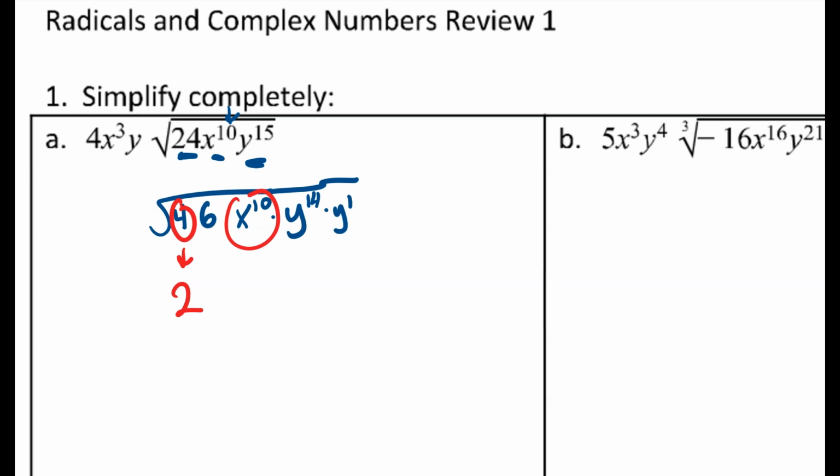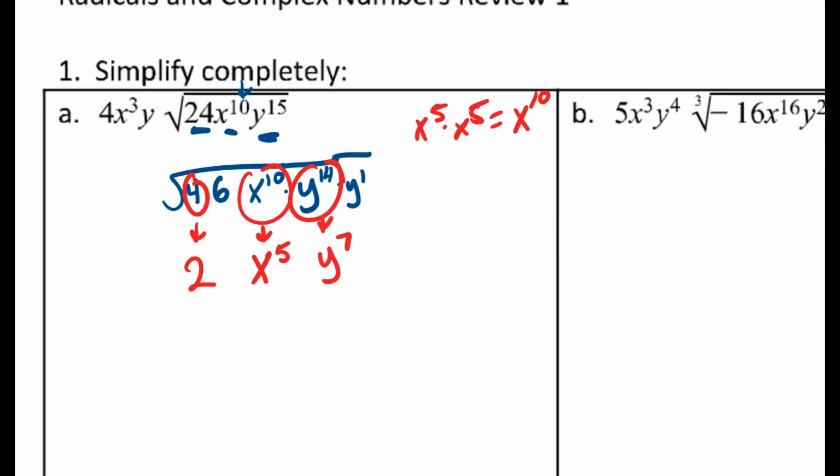Radical x to the 10th, well, I know if I multiply x to the 5th to itself, I'll get x to the 10th because I add those exponents. So my quick trick is I just take half of the exponent when it's even. So for y to the 14th, I'll skip that logic and I'll just cut 14 in half and get y to the 7th. So this is all what comes out of the radical.